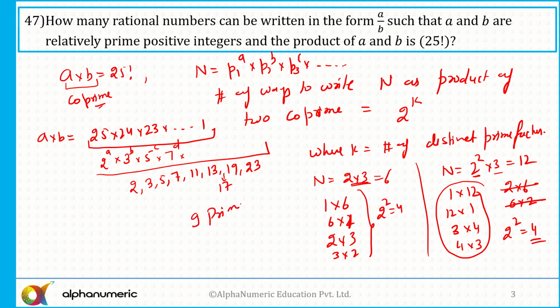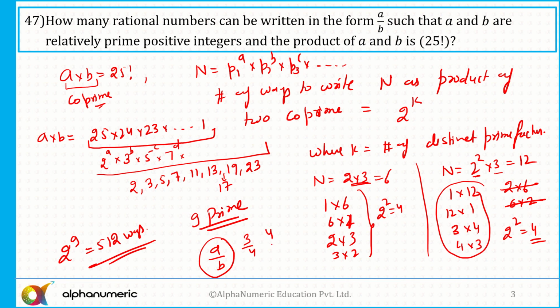So if there are 9 prime factors, the answer will be 2 raised to power 9, which is equal to 512 ways. So this number can be written as product of two co-prime numbers in 512 ways. So for a by b also we will be getting 512 different possible values. Remember, 3 by 4 and 4 by 3 are different. So order is very, very important. So the correct answer for this question is 512.